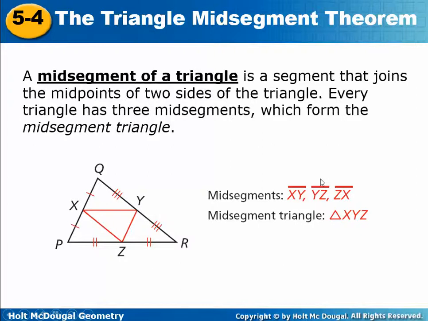Here we go. The midsegment of a triangle is a segment that joins the midpoints of two sides of the triangle. Each triangle has three midsegments which form the midsegment triangle. This little red triangle in here is the midsegment triangle.